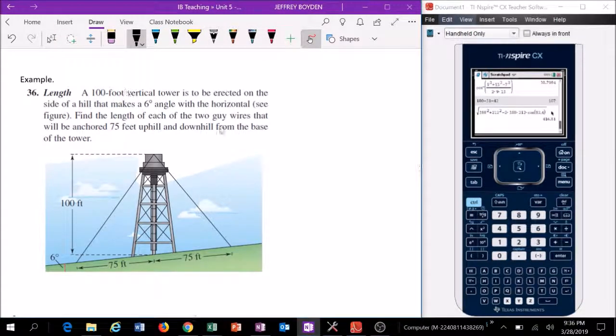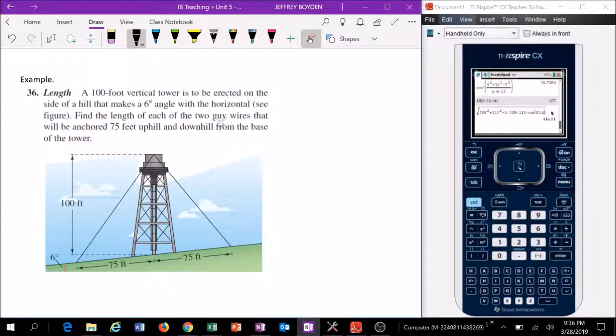This example comes straight out of our textbook. It's actually one of the exercises in this section, but I like it so much that I wanted to include it in today's video because I think it makes a really good example of an application of this learning. So here we go. We have a 100-foot vertical tower. Looks like maybe it's a water tower or something. It's going to be erected on the side of a hill that has a 6-degree angle. So there it is. You can see it's going on a hill. And it's a 6-degree angle with the horizontal. We see the 6-degree angle.